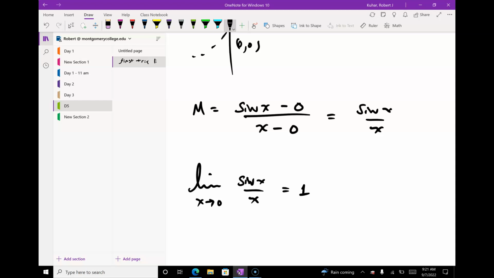This is a nice limit to do, also numerically. Question? How did you get the y minus f of a equals m?